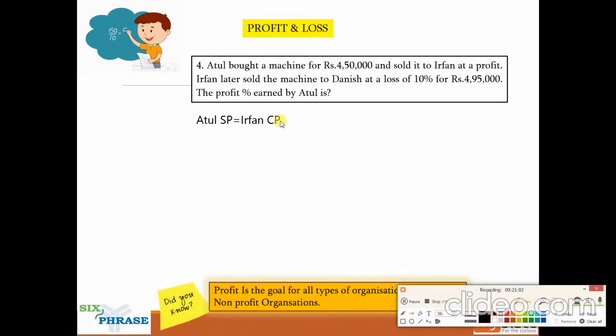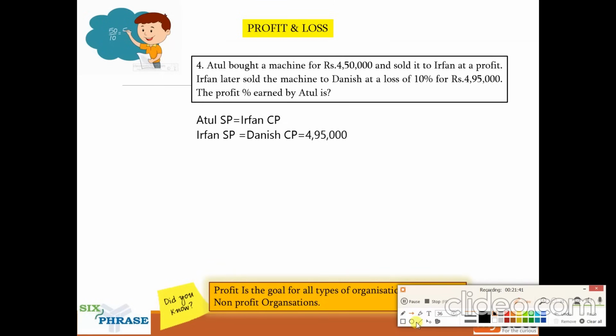So we know Irfan's selling price. So we can say Irfan's SP is equal to Danish's CP, which is equal to 4,95,000. This is nothing but Irfan's SP, and therefore it is Danish's CP.